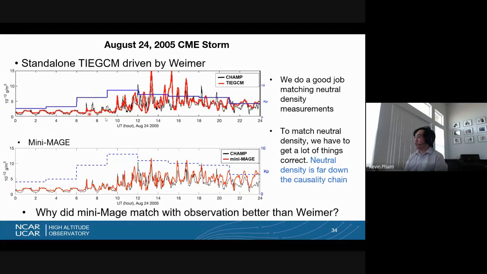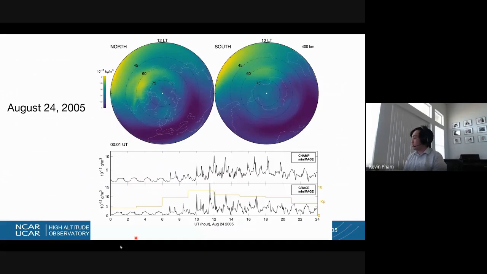So if we focus a little bit more on this early period here, you can see that there are a lot of spikes that TiGCM just does not see at all. So what is the reason for the coupled model seeing these spikes, but the standalone model not being able to see these spikes? Okay, so this is a movie. Let's see. Does it play?